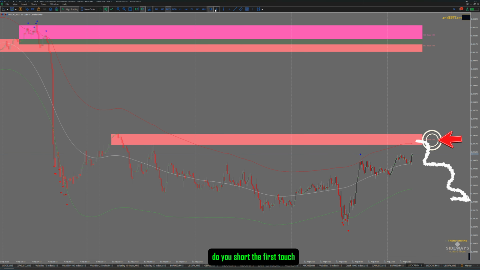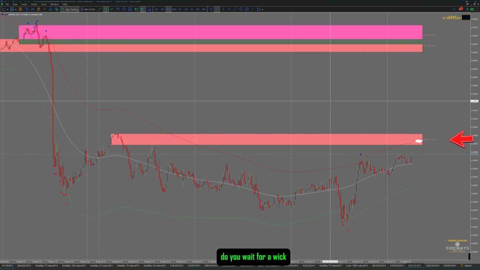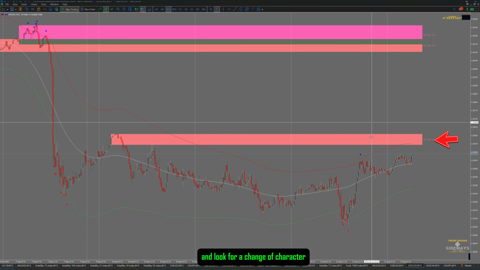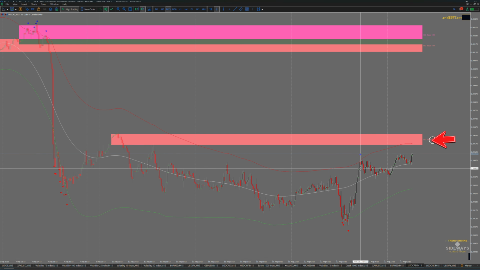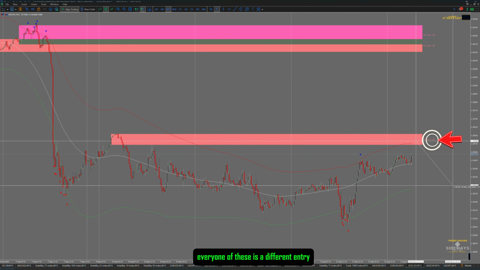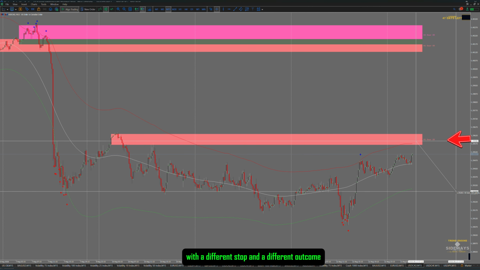Do you short the first touch? Do you wait for a week? Do you drop to 5 minutes time frame and look for a change of character? Do you wait for a candle close? Every one of these is a different entry at a different price with a different stop and a different outcome.